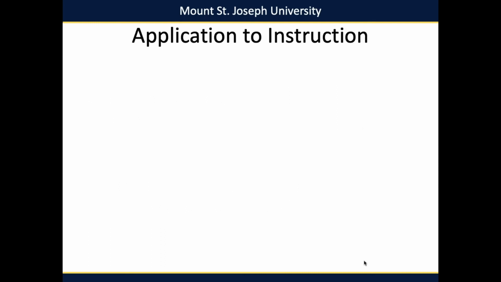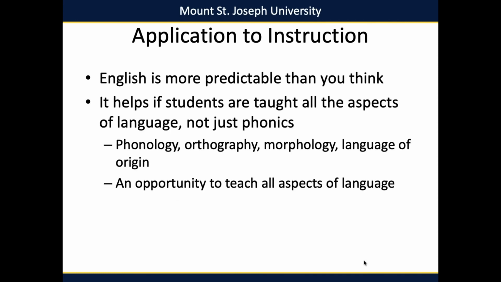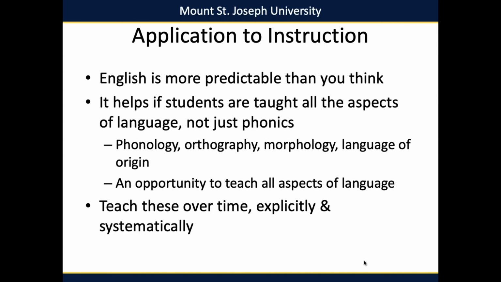English is more predictable than some might think. Although phonics and decoding are essential, it's not only about learning phonics. The aspects of language are all important: phonology, orthography, morphology, and knowing the language of origin of a word helps as well. When students are taught all of this information gradually and explicitly over time, they come to see that English is much more predictable than some people claim.